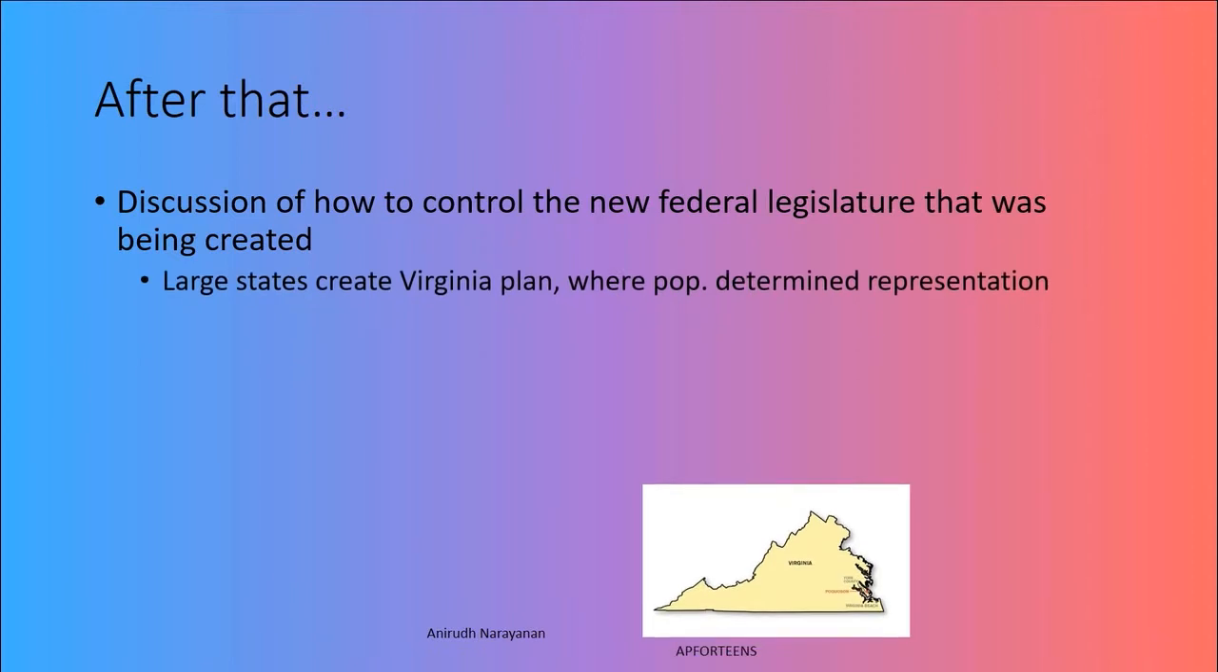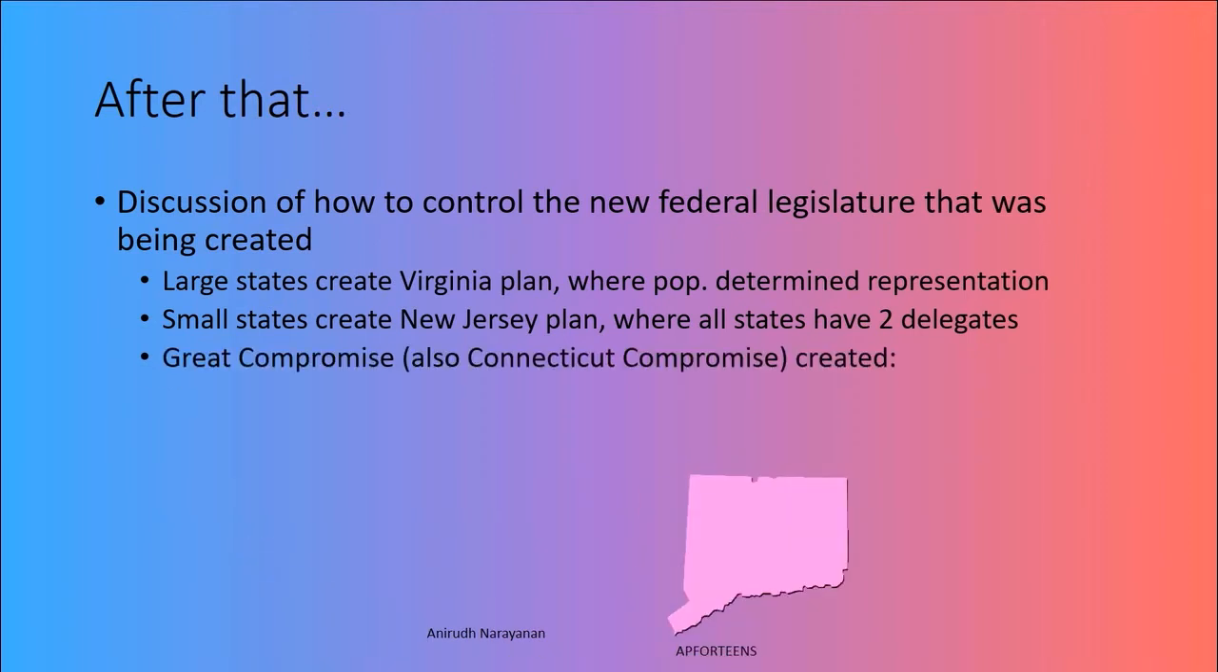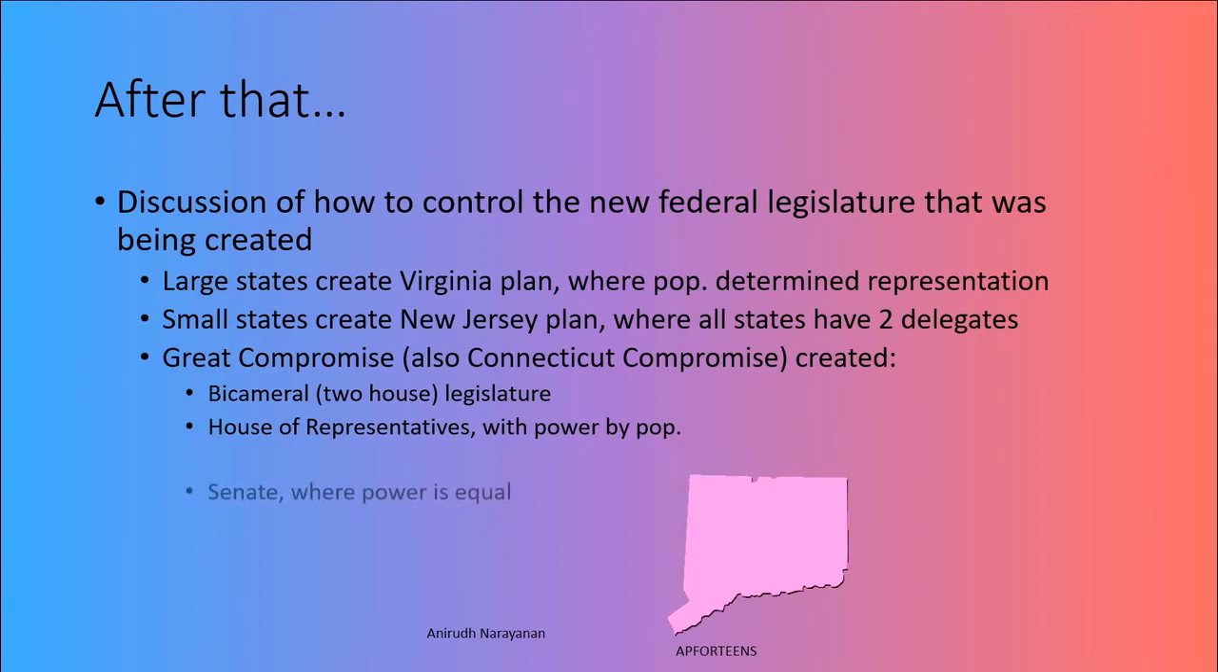Now, larger states created the Virginia Plan, headed by, of course, Virginia delegates, where population determined the representation in the delegation. Now, smaller states followed New Jersey's idea. New Jersey decided that all states should be equal and each have an equal representation in the legislative branch. So all states have, in their case, 2 delegates. Now, the Great Compromise, which is also called the Connecticut Compromise, created a new plan that would combine both the large state and small state perspective. This idea would have a bicameral or 2-house legislature, with the House of Representatives having population influencing the power, and the Senate, where power is equal, and that's continued to this day.